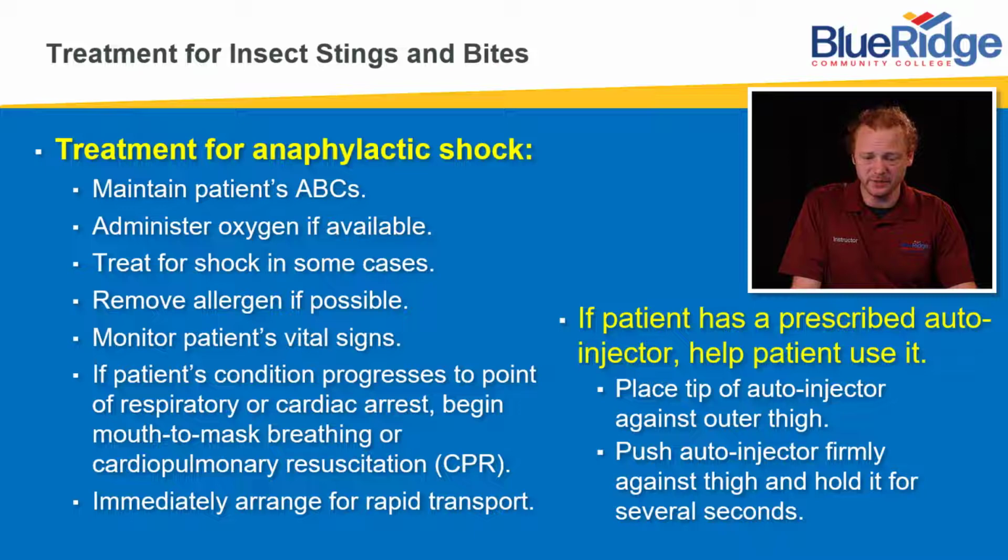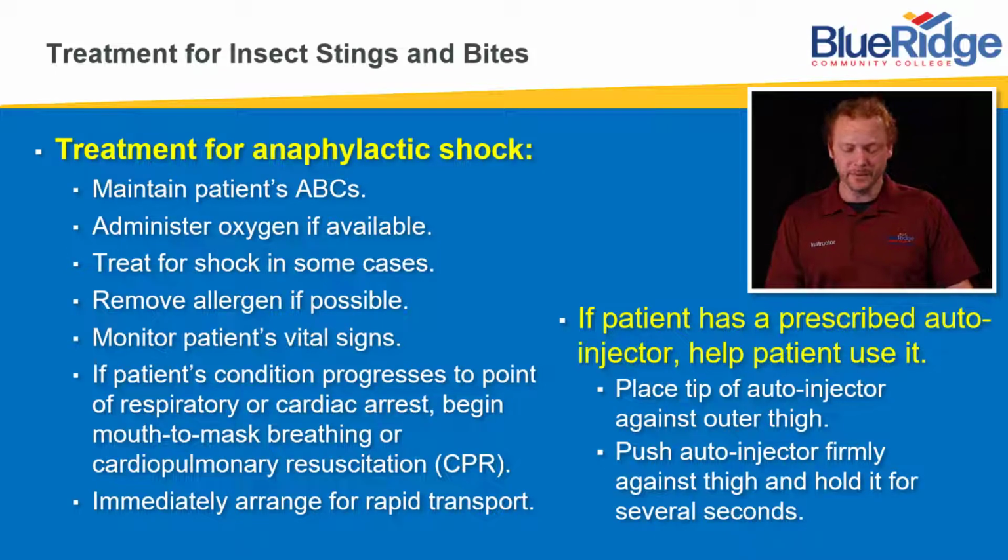Treatment for anaphylactic shock: maintain your ABCs, administer oxygen if available, treat for shock in some cases, remove the allergen if it's still present, and monitor your patient's vital signs. If the patient's condition progresses to the point where respiratory or cardiac arrest occurs, begin mouth-to-mask breathing or cardiopulmonary resuscitation, or CPR.